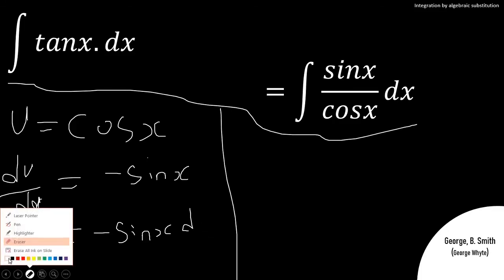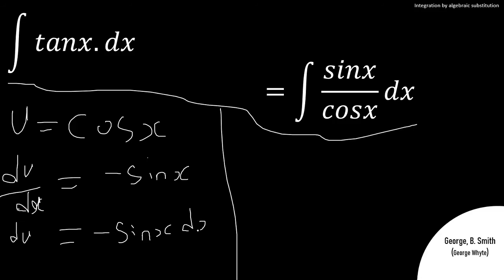From there we can divide both sides by minus of sine x. If I divide both sides by minus of sine x, I'm going to get dx to now be equal to minus du all divided by sine x. So now anywhere I see dx, I'm going to put minus du all over sine x, and in place of cos x, my expression is going to be u.